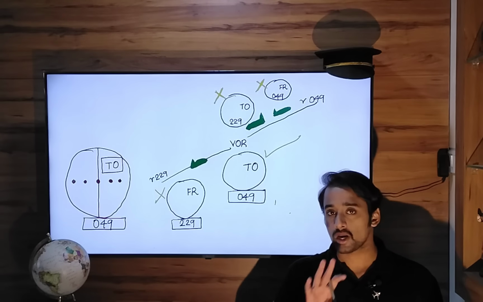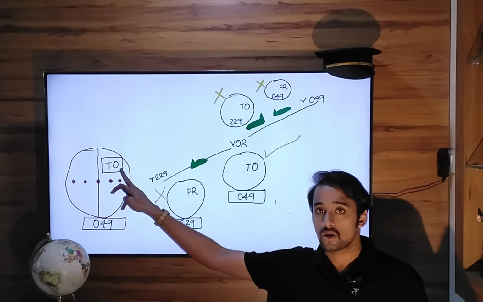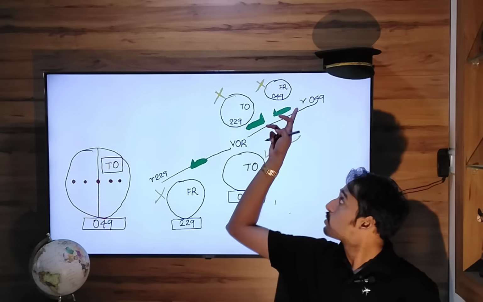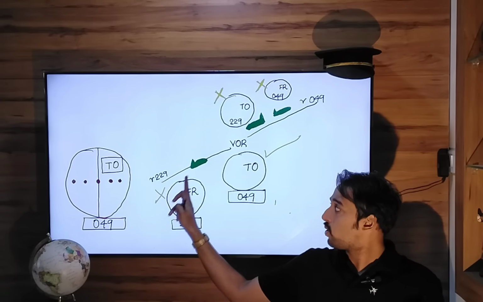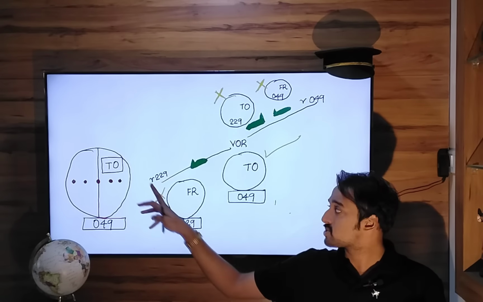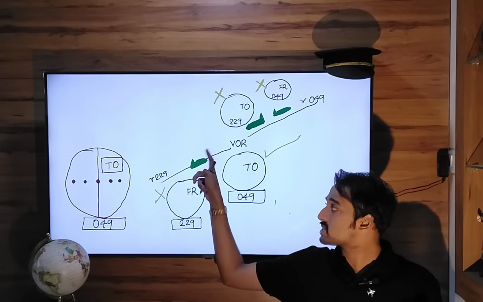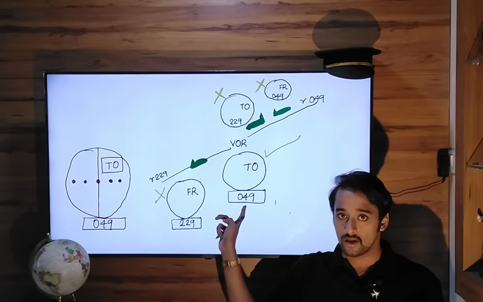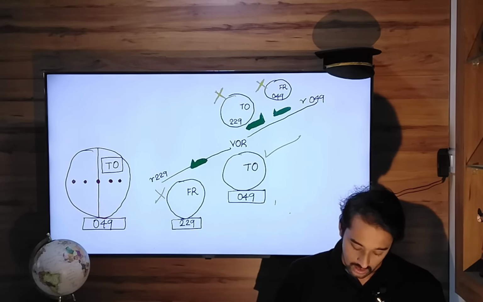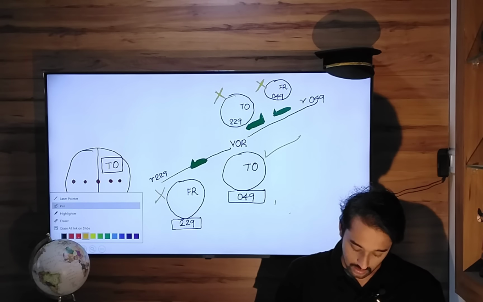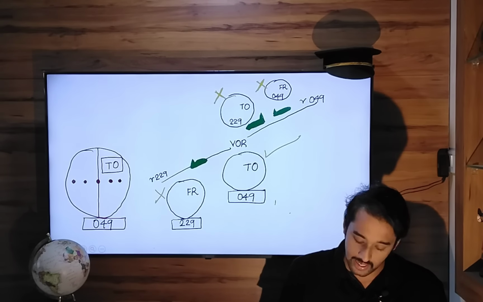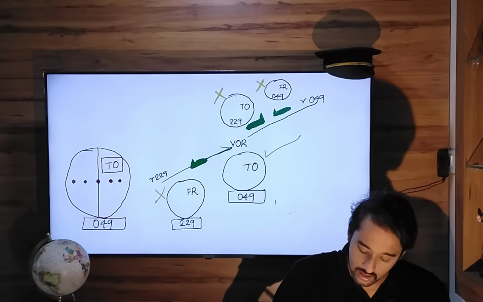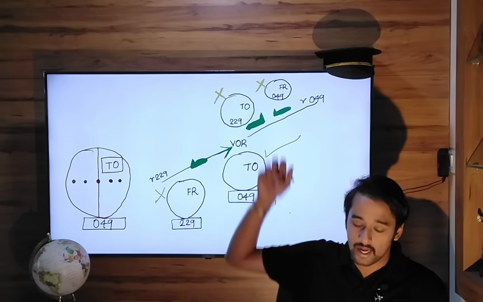The question states, whatever the question gave in words, I have drawn it. TO indication, OBS selected 049. With 049 selected, you can either go outbound or inbound. Outbound is not the case because it's TO, so only this one option remains, going towards the VOR with 049 set. The answer will be the heading. The heading you will need to fly to go towards the VOR is straight 049.